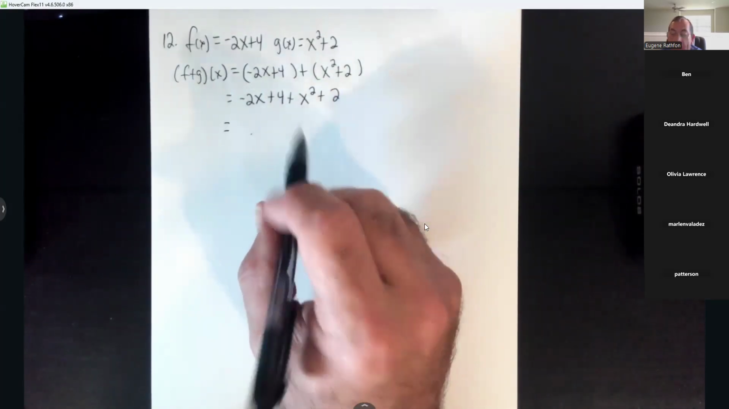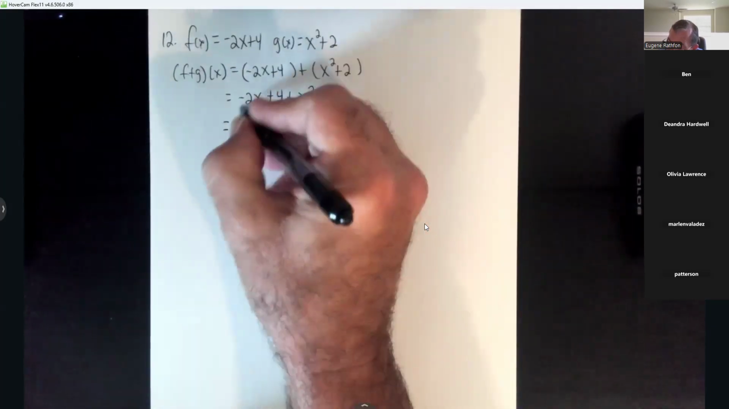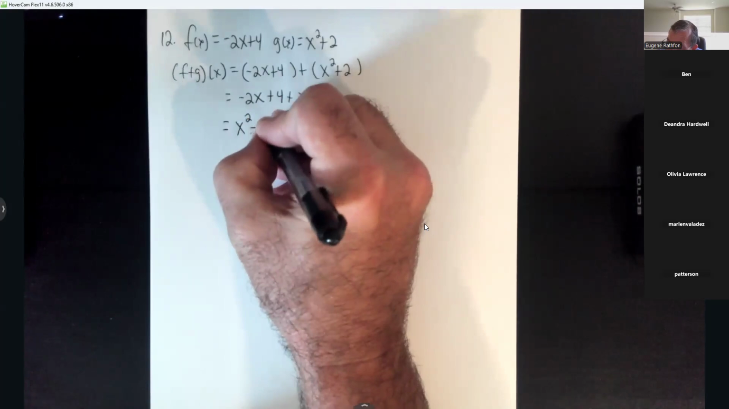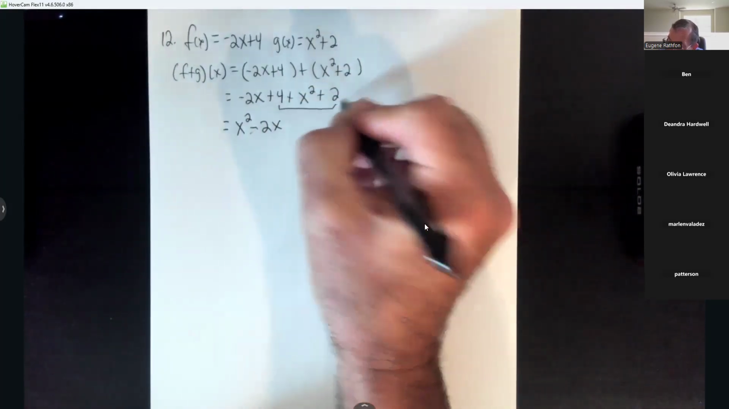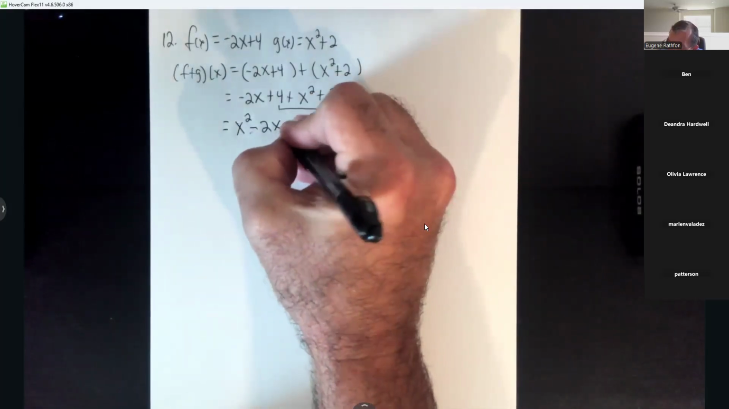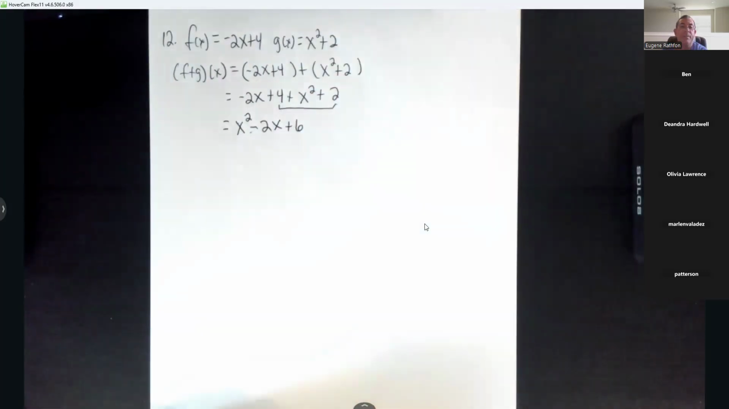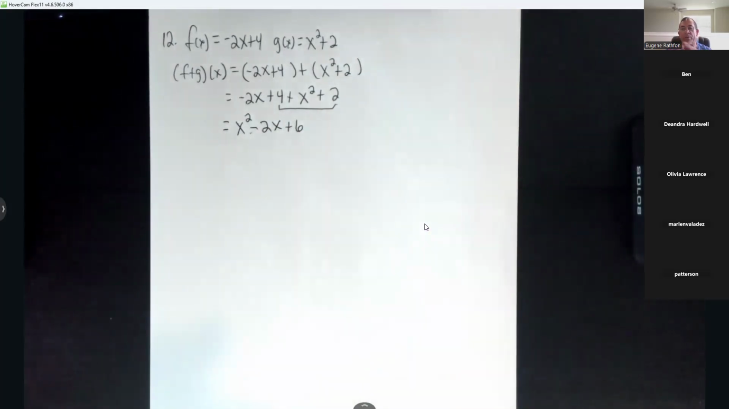So I'm going to bring down the x squared first. Then I'll bring down that negative 2x. And I do have like terms that are the numbers. So 4 plus 2 will give me a positive 6. Now I have no more like terms, so I would stop right there and put that into the system, okay?